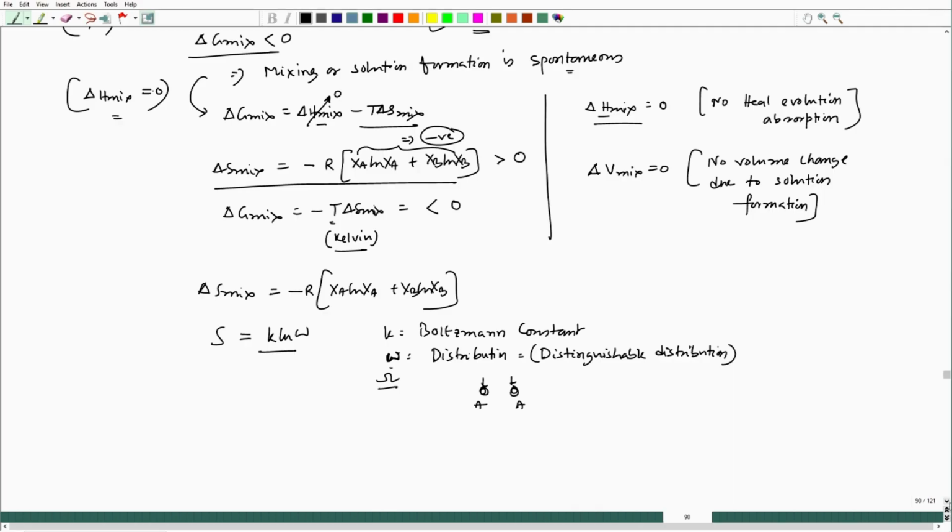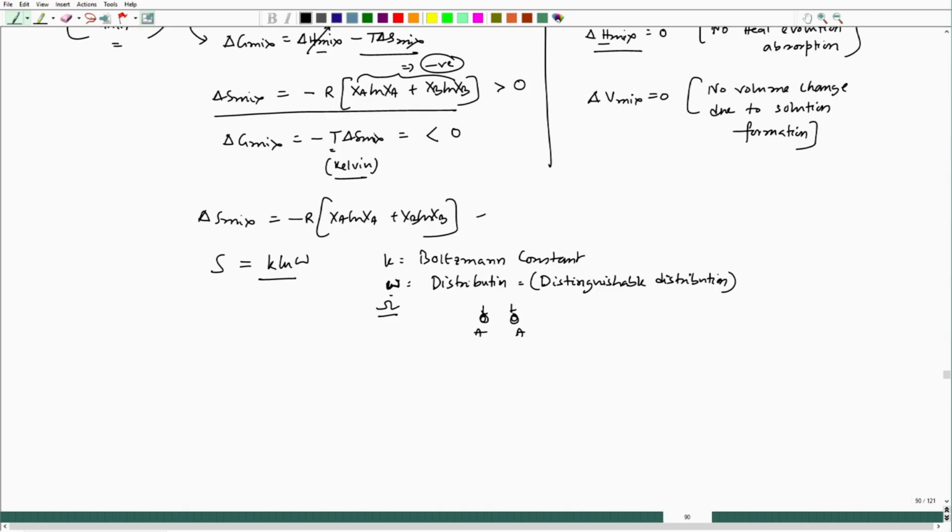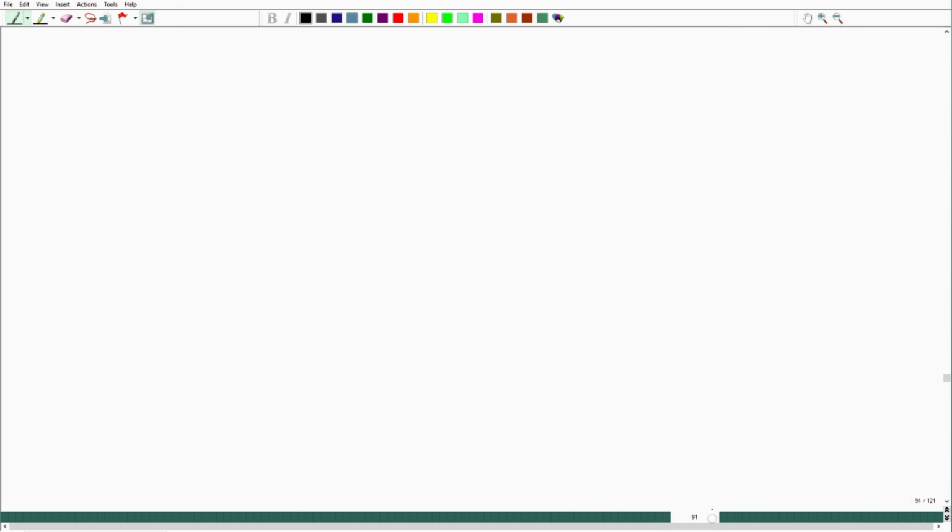Now, this way also one can find out the same expression. So, let me try that. For that, let us say we are making a solution of A and B at a particular temperature and pressure, and instead of moles, we have taken N_A number of atoms and N_B number of atoms. So, these are basically number of atoms. We are trying to form a solid solution, let us say both we have started with the solid. So, we are trying to form a solid solution.